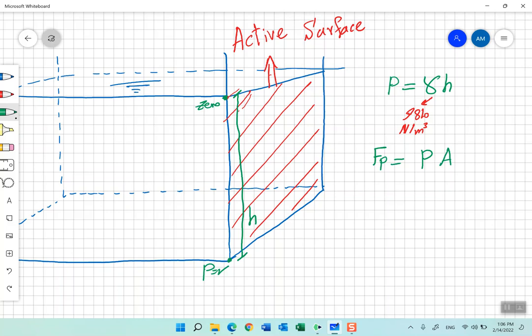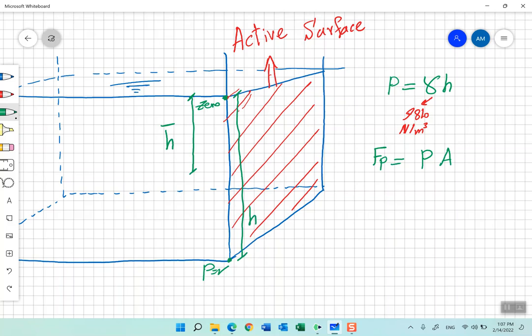Any ideas? Someone is saying the average. Any ideas, guys? Which one should I use? Actually, you are correct. In this case, we should use the average. But it's not actually the average. It should be the pressure at a distance called H bar.